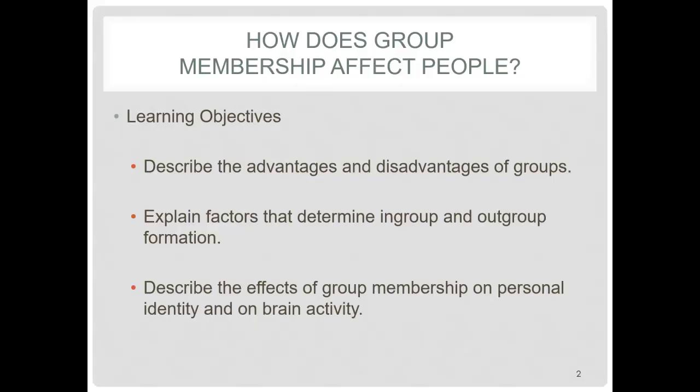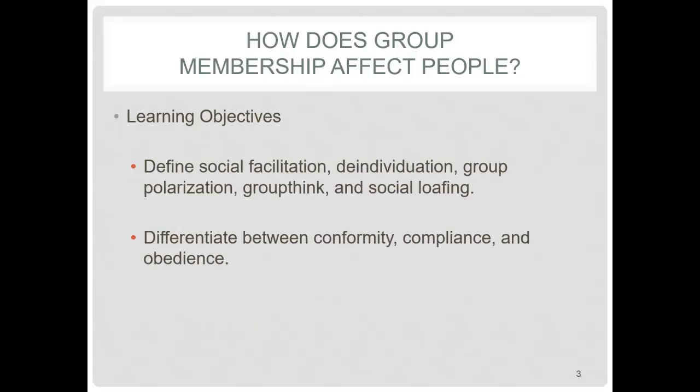So, for this lecture, we're going to look and describe the advantages and disadvantages of groups. We're going to look at in-group and out-group formation. We're going to look at the effects of group membership on personal identity and on brain activity. We're going to look at social facilitation, de-individuation, group polarization, groupthink, and social loafing. We're going to differentiate between conformity, compliance, and obedience.